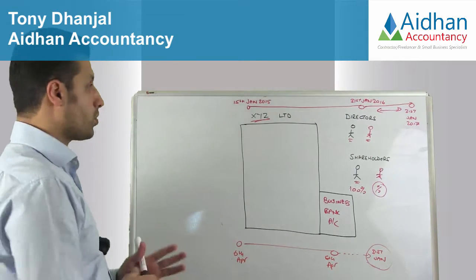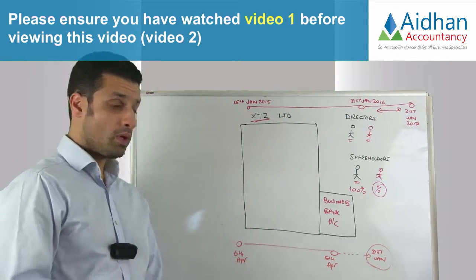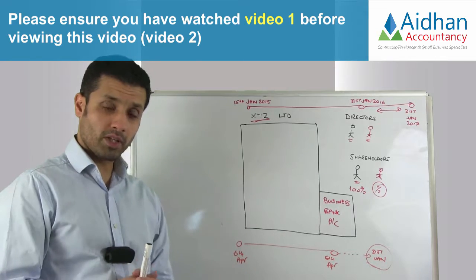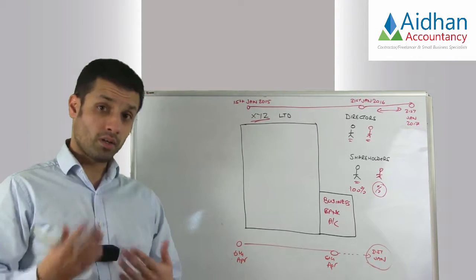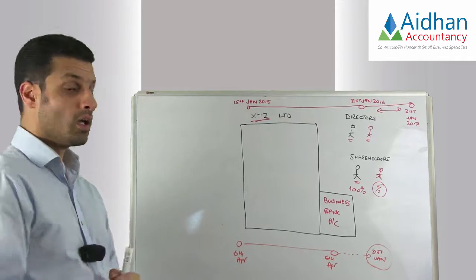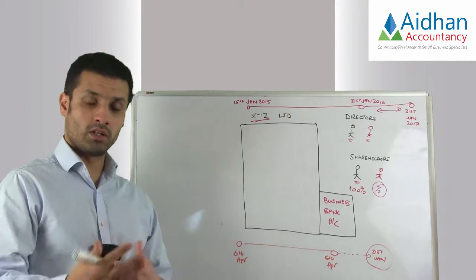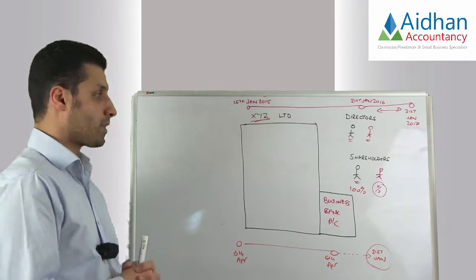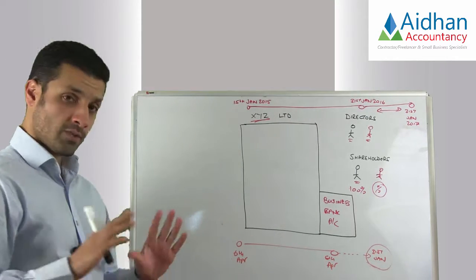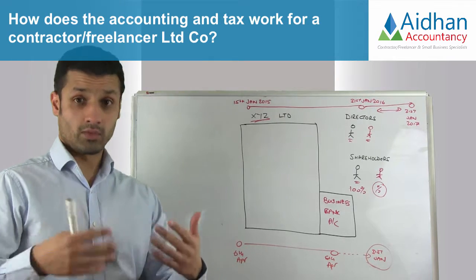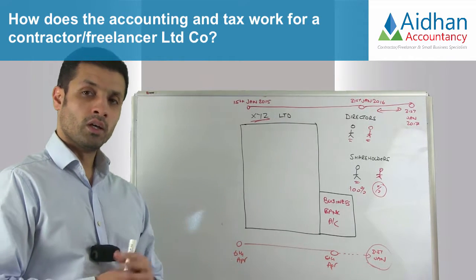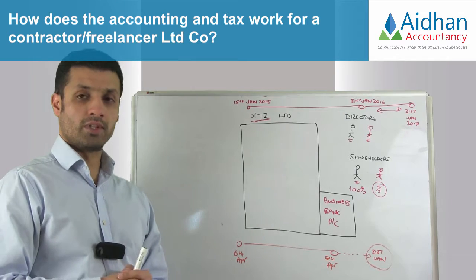Okay, now that you've got your company formed, set up, possibly even a business bank account in place, all the necessary registrations with HMRC and Companies House are either underway or have been done, and various things like VAT are going to be considered very shortly. What we're going to explain here is how the accounting and tax generally work for a contractor freelancer limited company.